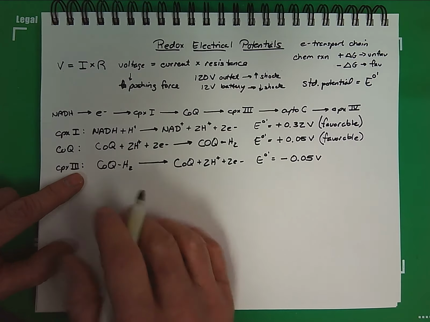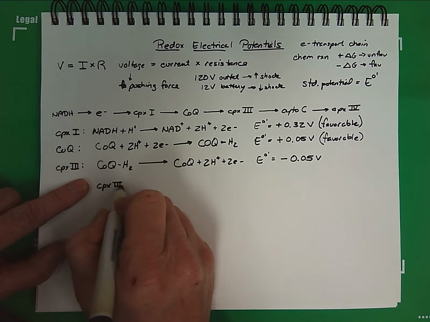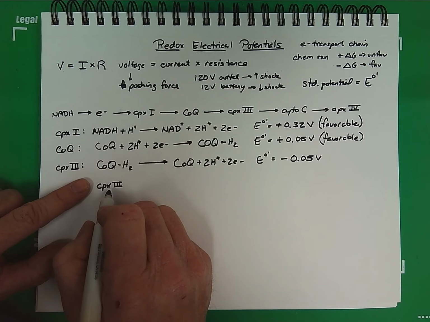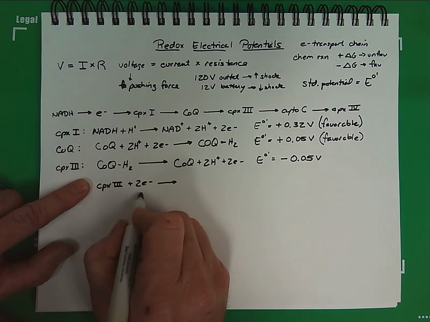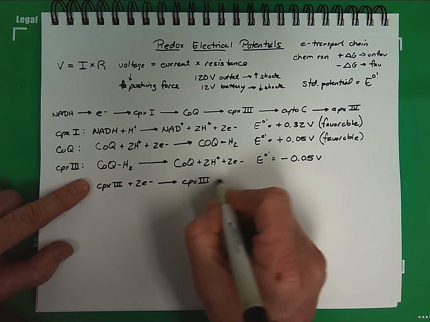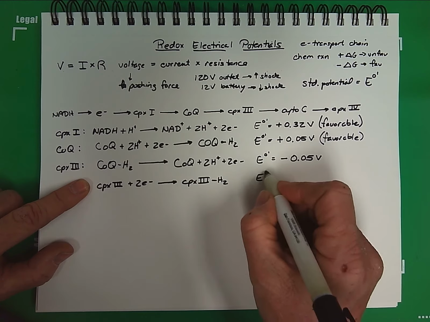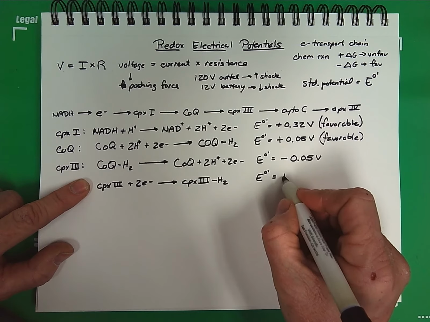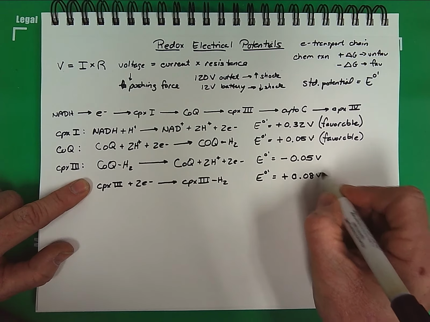Now let's look at the complex 3. So complex 3 will be receiving the 2 electrons. So it starts out in its oxidized state, and it is going to be in its reduced state. So what is the standard potential of this reaction? Positive 0.08 volts.